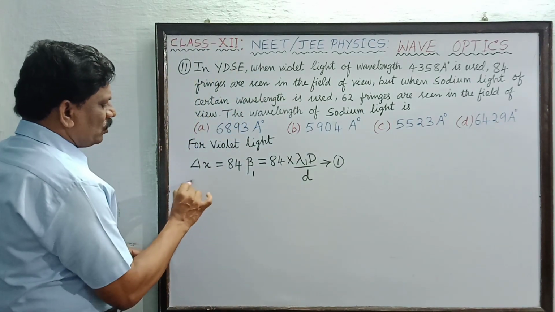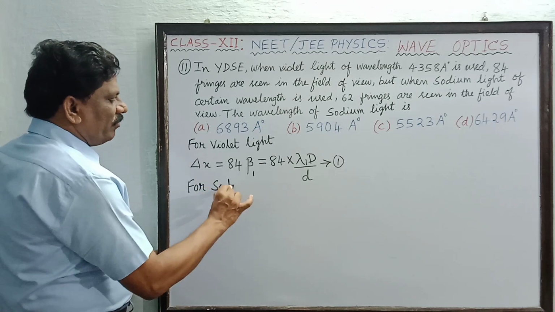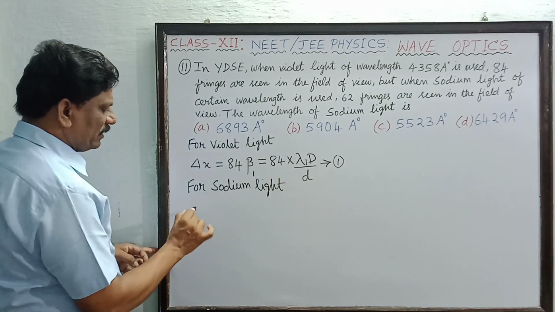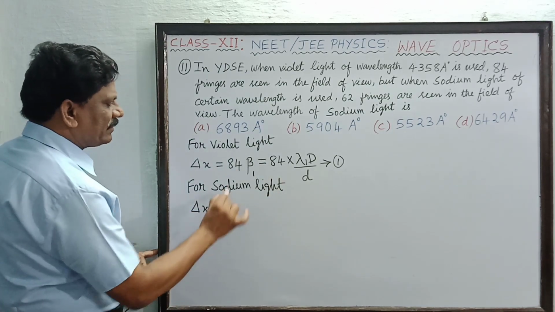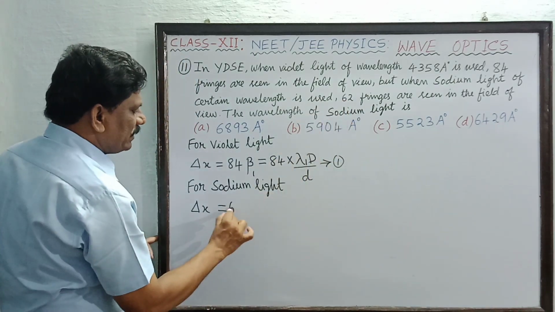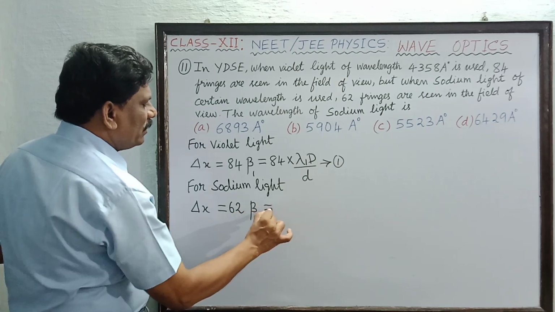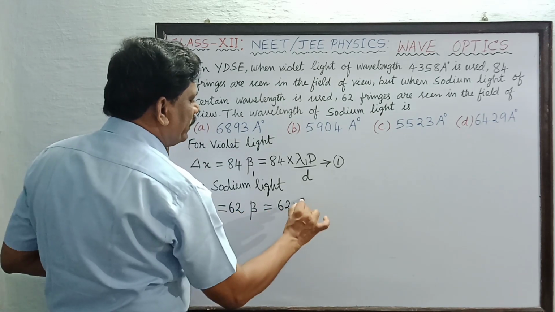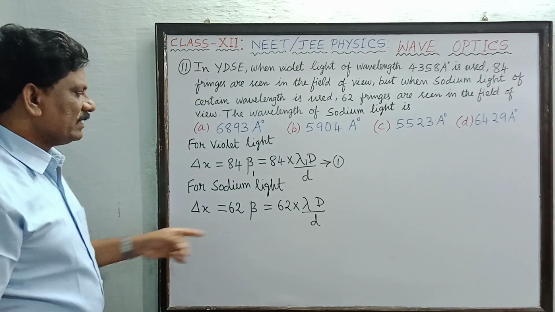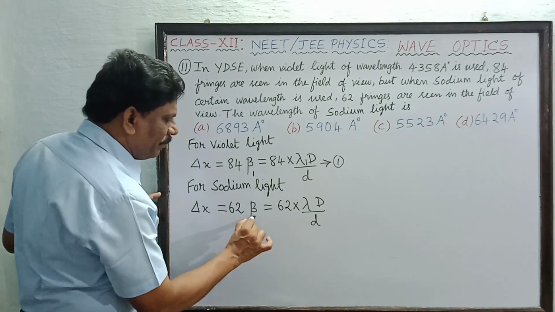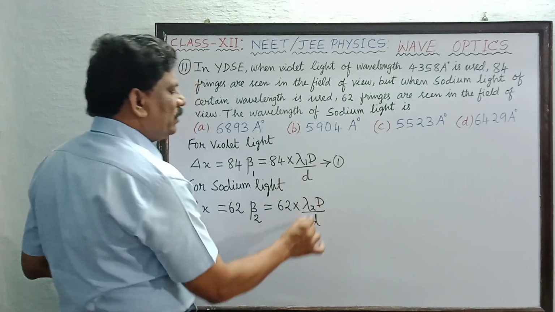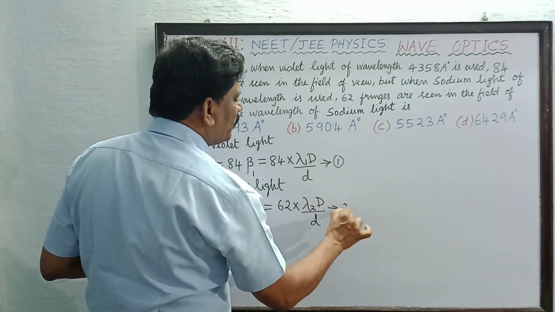Next, for sodium light of a certain wavelength, we don't know the wavelength. So in the field of view, delta x is equal to how many fringes are being formed? You see here 62. So this is 62 times beta, and this is equal to 62 into lambda capital D divided by small d. So this time for sodium light I will use the subscript beta 2, and this is 62 into lambda 2 into D by d, and this is equation 2.